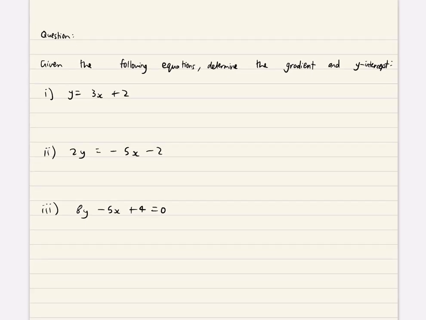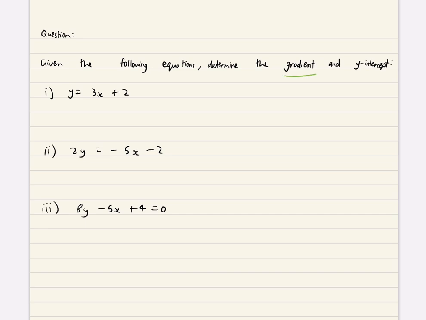Next, we're given the following equations, determine the gradient and the y-intercept. So this is another one of the dot points on that syllabus that I went through earlier. So this is the form we're looking at. Your coefficient of your x is your gradient and your constant is your y-intercept. There's nothing more to it than that. So for this, your gradient is simply your 3, your coefficient of your x, and your y-intercept, I'll just write as y-int for now, is equal to 2, your constant.